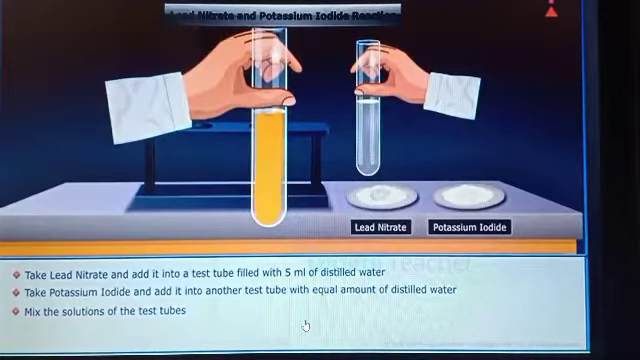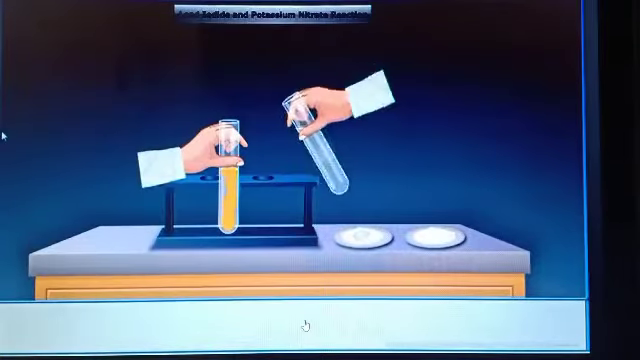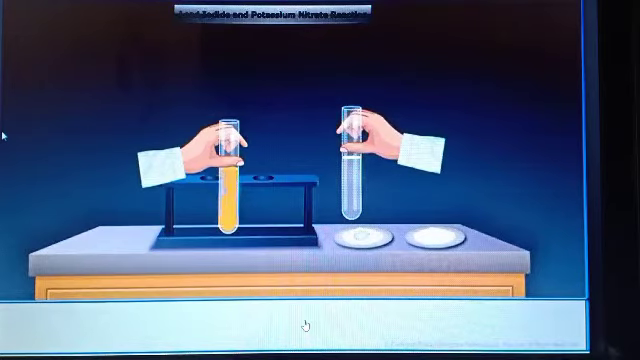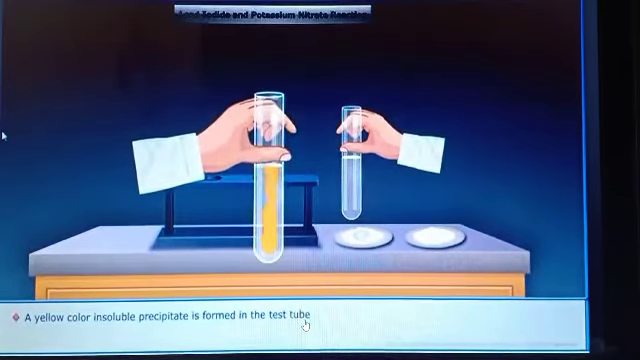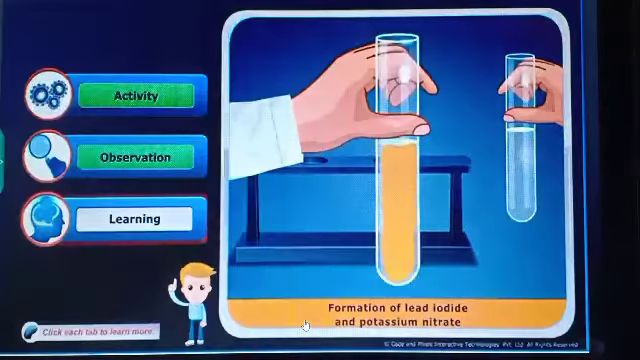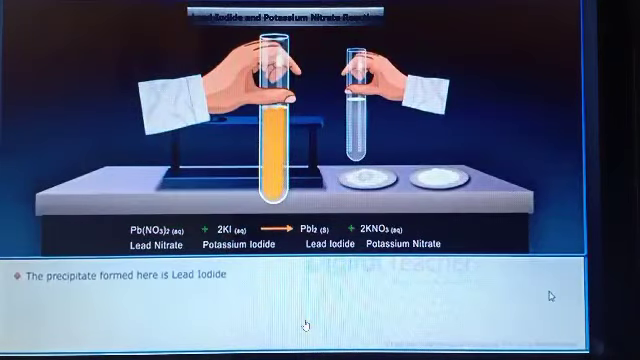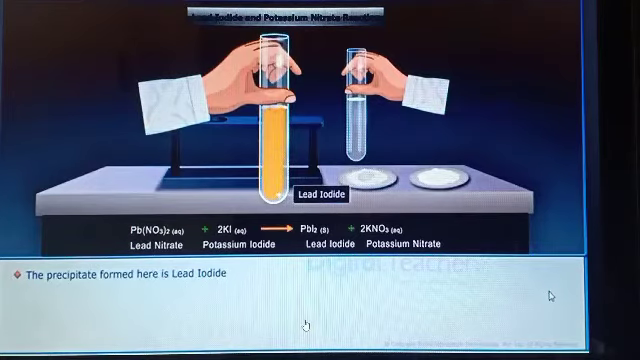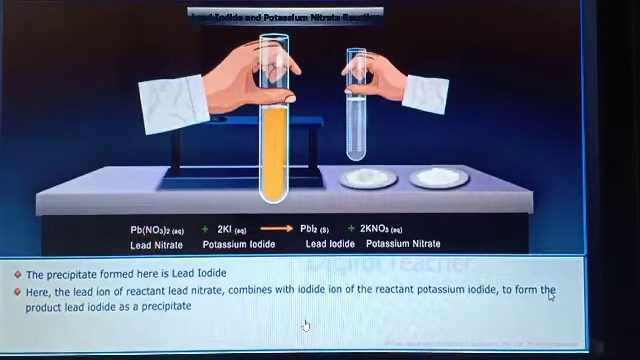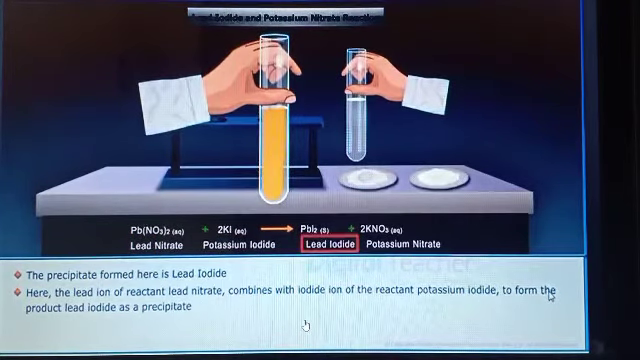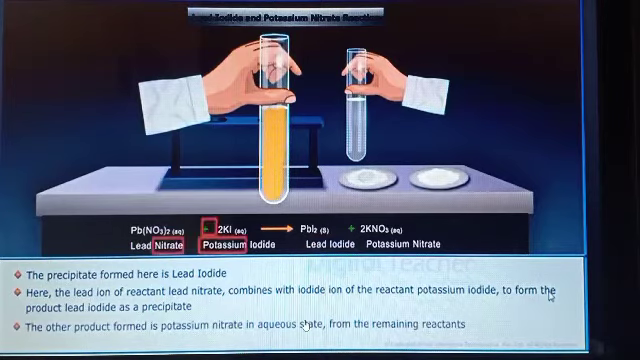Now let's see the observation. In the observation you can see a change of color occurs. A yellow color insoluble precipitate is formed in the test tube. Let's see the conclusion. Due to the reaction between lead nitrate and potassium iodide, it becomes lead iodide and potassium nitrate. After the reaction, we can see the precipitate of lead iodide, which is yellow in color.